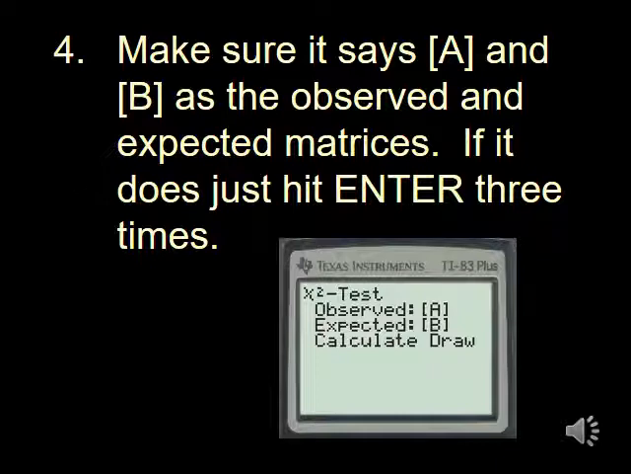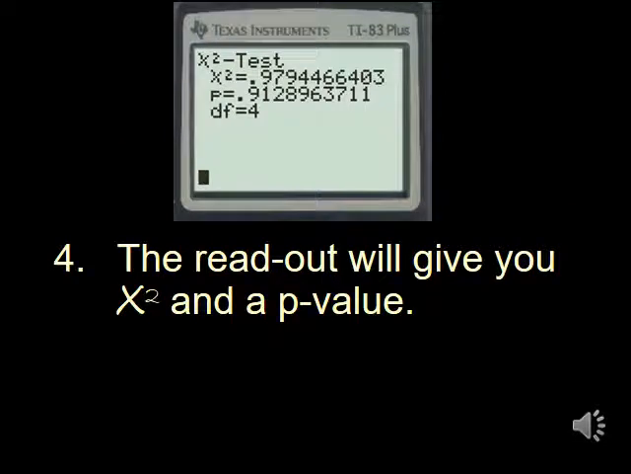Some newer calculators may also have a choice that says color. If it does, you just ignore that. It doesn't matter. You want to go down to calculate and make sure calculate's highlighted and then hit enter. You'll have a number of things on your screen, but the one we care about is P. So here P is 0.91289, etc.